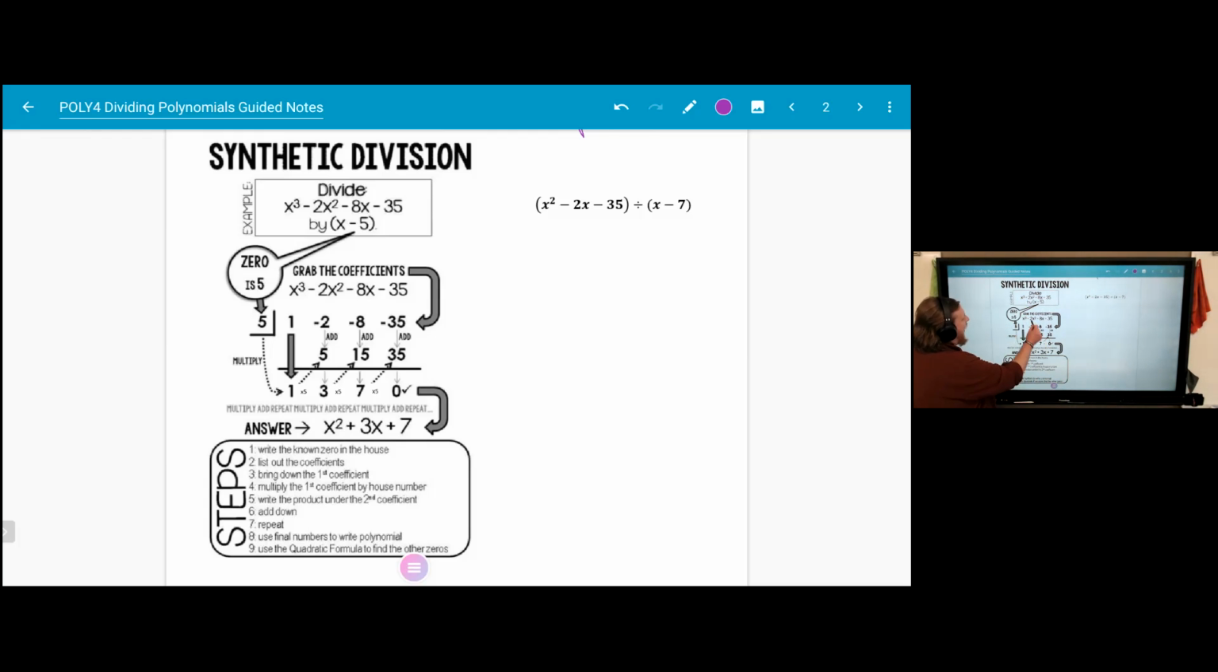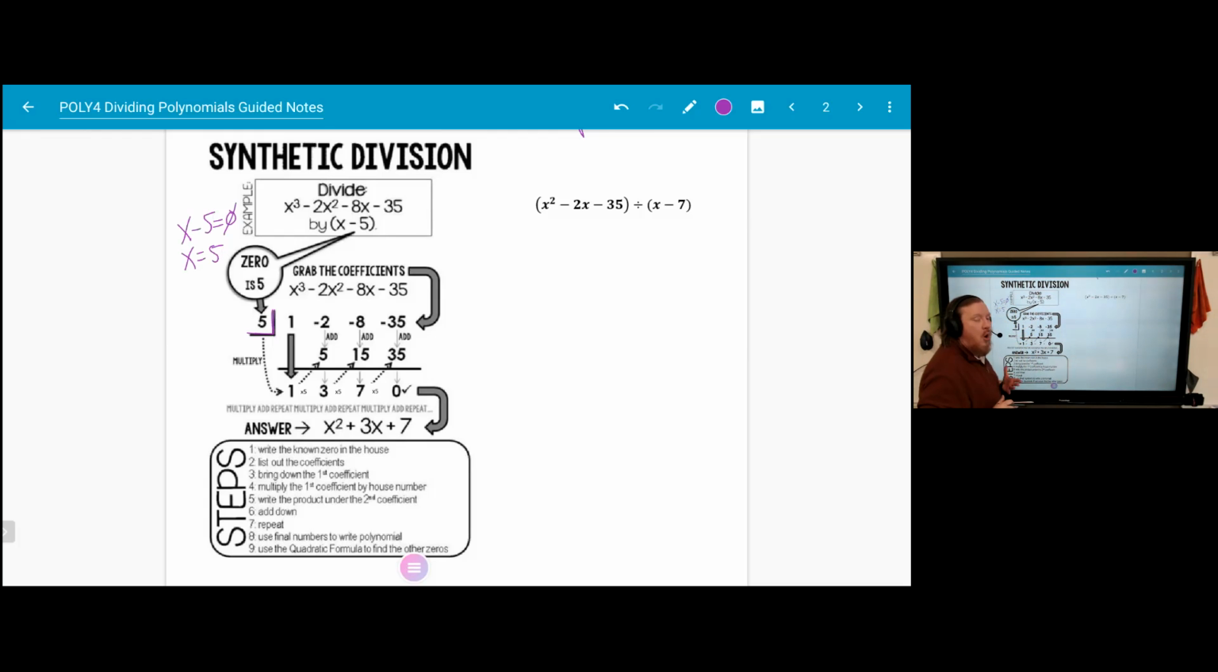We've got this example here: x cubed minus 2x squared minus 8x minus 35. We're going to divide that by x minus 5. We're going to take that x minus 5, set it equal to 0 and solve for x. So my x value is 5. We're going to call this the house. So up here is the little house. I put this in my house.